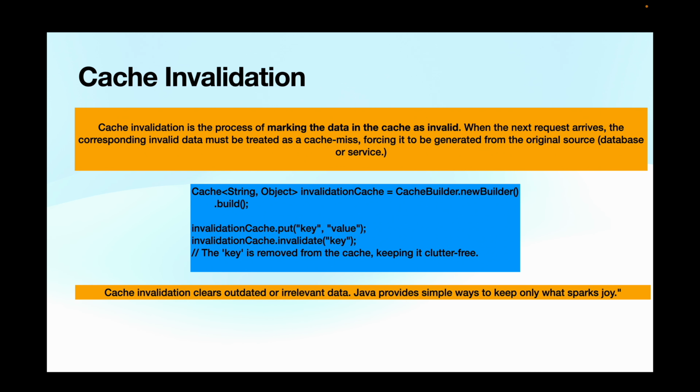So basically this is the piece of code. Again we are using cache builder, and in the invalidate cache we are putting a key value pair, and there is a method invalidate. Based on the key it will invalidate the entry from the cache, and the key is removed from the cache, keeping it clutter free. Cache invalidation clears outdated or irrelevant data. Java provides a simple way to keep only what sparks joy.